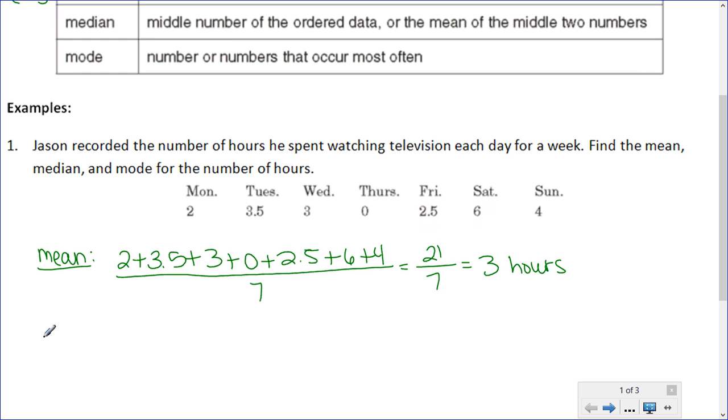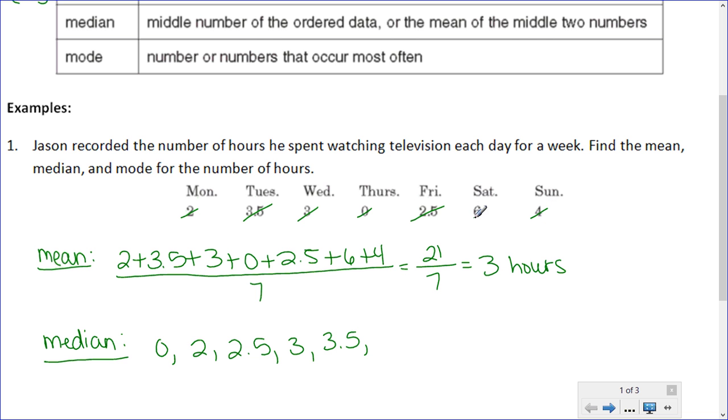Alright, in order to find the median, we need the numbers to be in order from smallest to biggest. So let's go ahead and start listing these. So we have 0, 2, 2.5, 3, 3.5, 4, and 6. And when I put these in order, I always like to count them to make sure that I've included the right number of numbers. So we should have 7. We have 1, 2, 3, 4, 5, 6, 7.